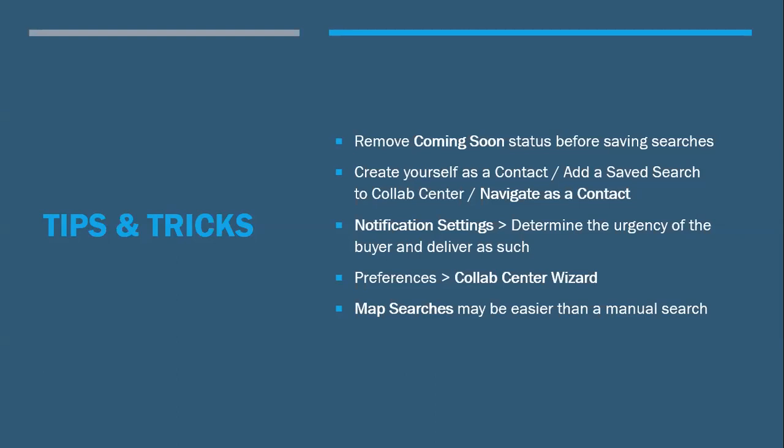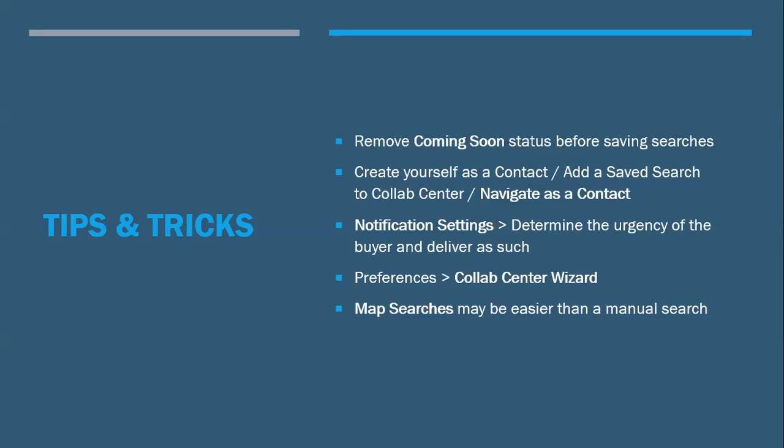Third line item, notification settings. It's really important to determine the urgency of the buyer and their needs and deliver the listings as such. We don't want to bog down that snowbird's inbox with 400 emails in the first 3 weeks of them being gone. So is it going to be immediate? Is it going to be weekly? Is it going to be monthly? You determine that. But again, notification settings are important.